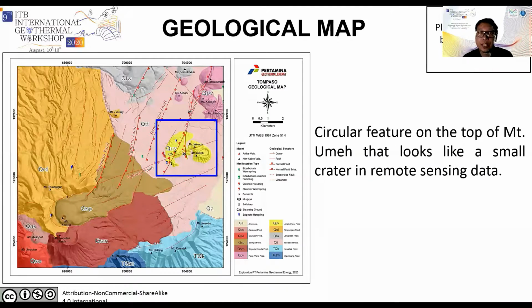This is a geological map of the Tompaso geothermal field. In the southwest area, we can see the Soputan, and this is the Sempu volcanic complex, and this is the main focus area in this research, which we call the Umeh volcanic complex.